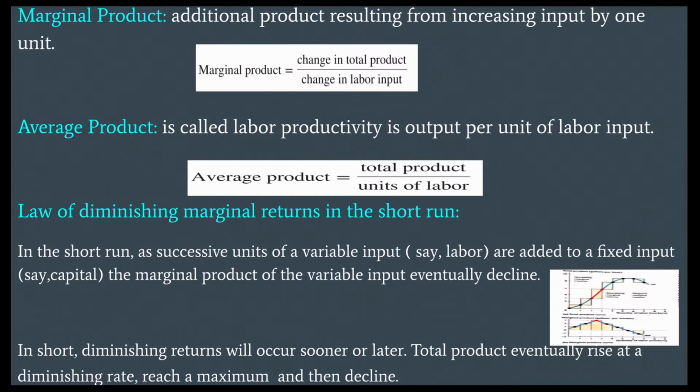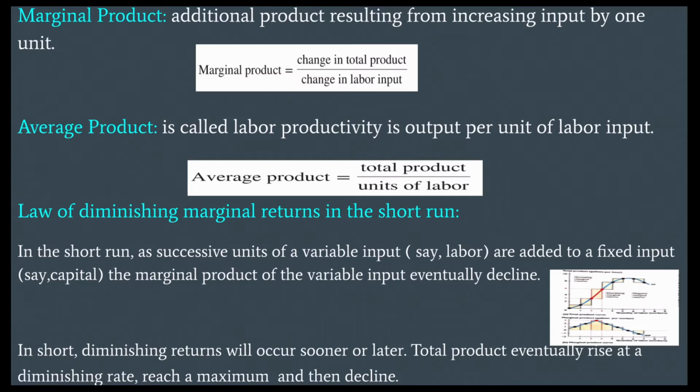Marginal product. Marginal product is the additional product resulting from increasing input by 1 unit, which is calculated by the change in total output over the change in labor input. Average product, also called labor productivity, is output per unit of labor input. Average product is calculated by total product over units of labor.